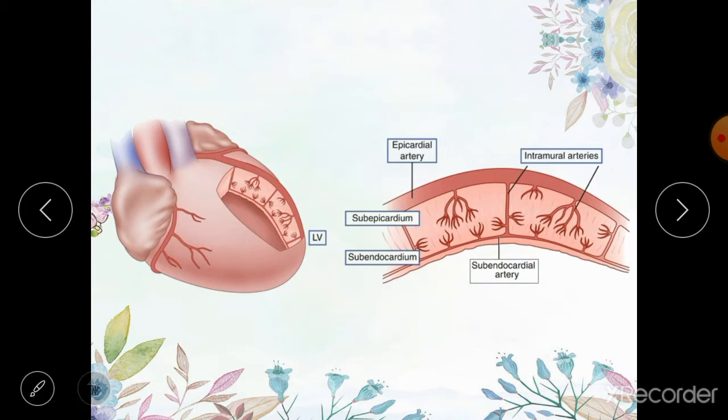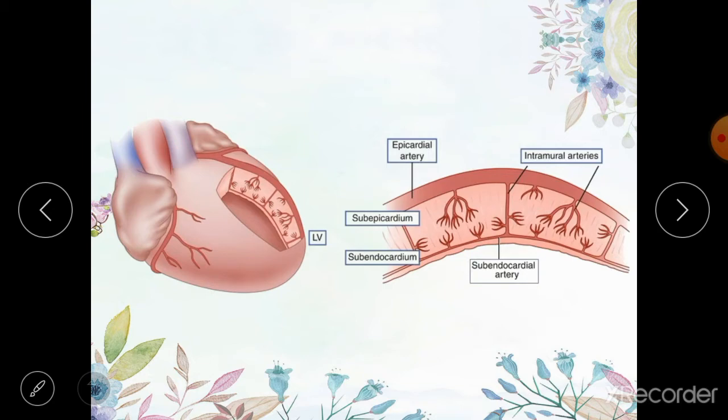But how do these arteries supply blood to the deeper layers of the heart, such as the myocardium and the endocardium? The epicardial arteries give rise to deeper arteries which are known as intramural arteries. Intra means within, mural means wall.